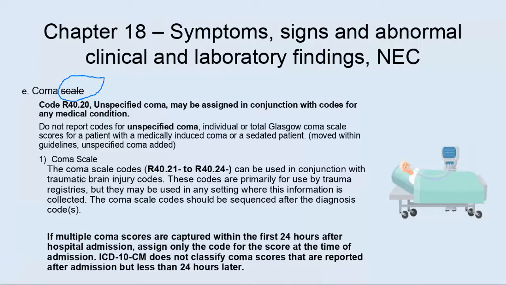It was not clear whether this meant that coma codes could only be used with traumatic brain injuries. The guidelines didn't say don't use them for other issues. It didn't say you could use them for other issues. It just didn't. So this year they added a sentence: code R40.20, unspecified coma, may be assigned in conjunction with codes for any medical condition.